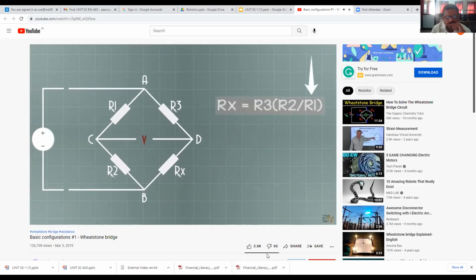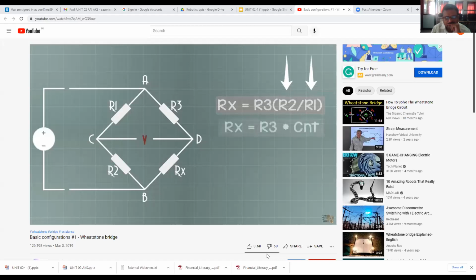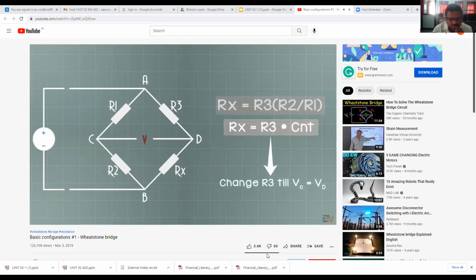Well, if R1 and R2 are a constant value, let's say 20 ohms, Rx will be equal to R3 multiplied by a constant value. So by changing the R3 value, we could get that to be equal to the Rx value. And in that way, we have 0 volts between C and D.